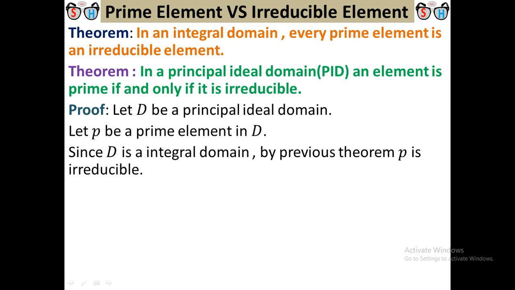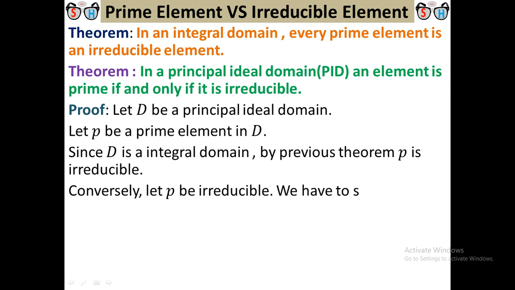Now we have to prove the converse part, that is, you have to take P as an irreducible element, then you have to show that P is a prime element. For that purpose, let P be an irreducible element. We have to show that P is a prime element. There are two conditions. If those two conditions are satisfied, then P will be prime. The first condition is P is not a unit, and the second condition, if P divides AB, then either P divides A or P divides B.